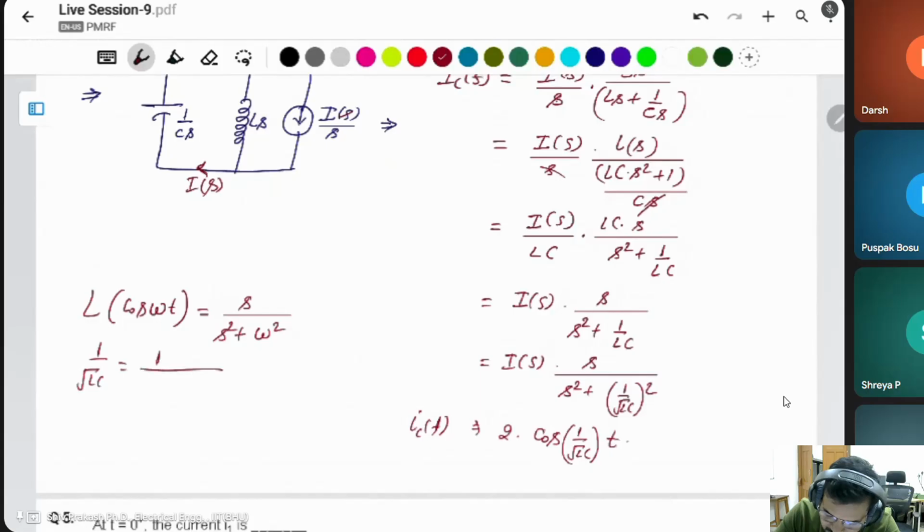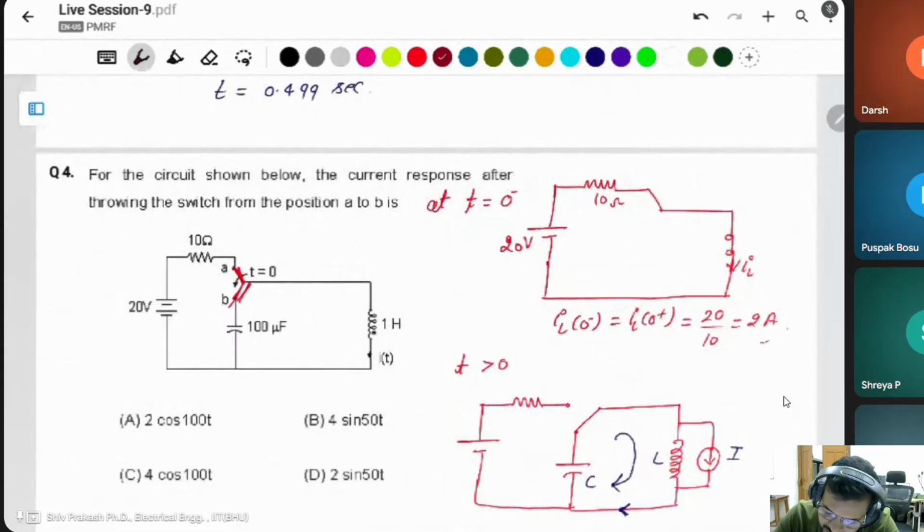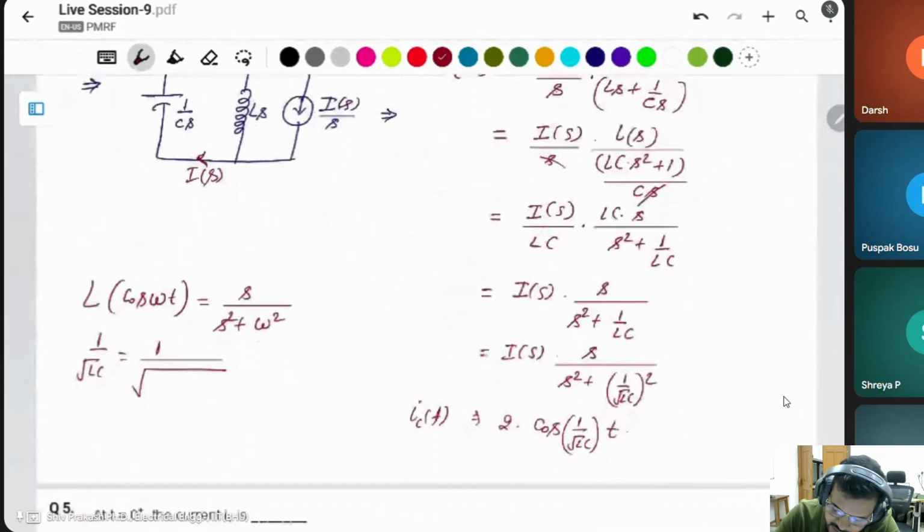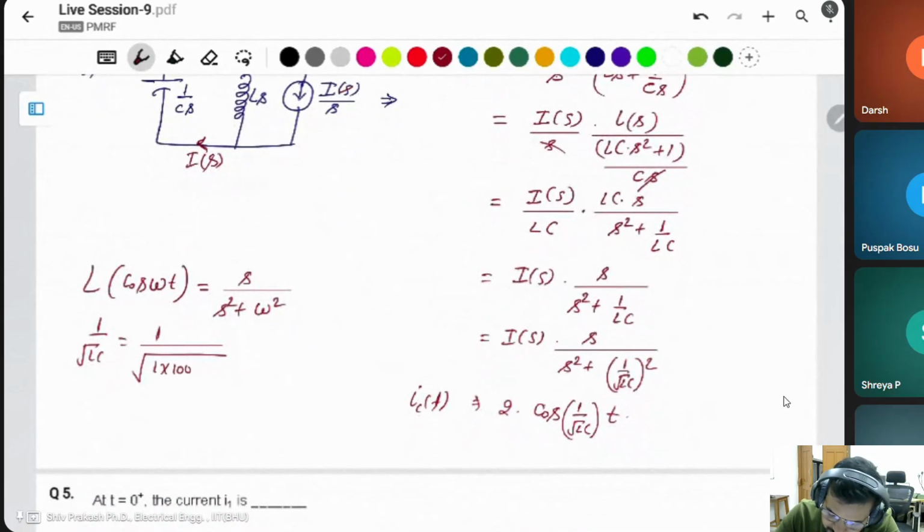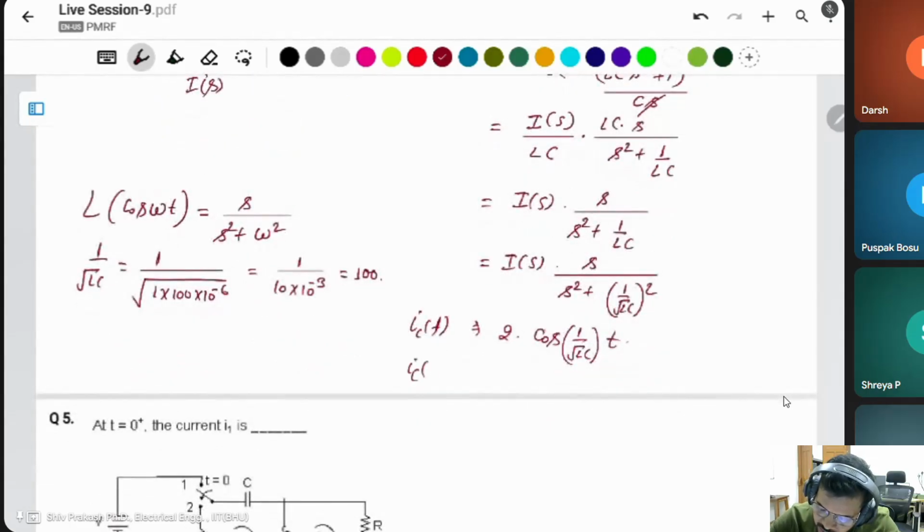Put the value of L and C. The inductor is 1 henry. The capacitor is 100 microfarad. So 1 into 100 into 10 to the power of minus 6. Then outside it will be 10 into 10 to the power of minus 3. This will be 100. Then you can say IC(t) is equal to 2 cos 100t.